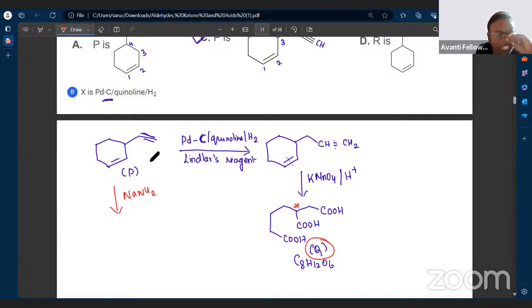What will you get when you react it with sodamide? The acidified hydrogen will take up NH2 and it will be removed as NH3. So it'll be getting the sodium salt. Here I'll be getting it as C double bond C Na plus C minus.